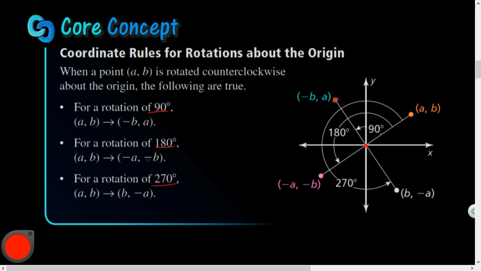So let's see. 180 degrees would be negative A, negative B. And for 270 degrees, which is the same as a negative 90 degrees as we talked about, we would have had B and negative A. Okay, so when you are doing your homework tonight, be aware of this little chart, this table. It might be of assistance when attempting these problems.